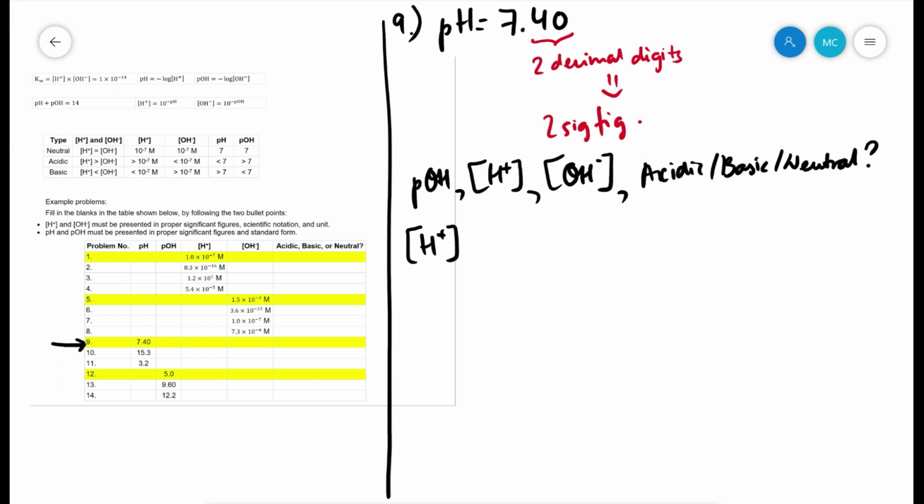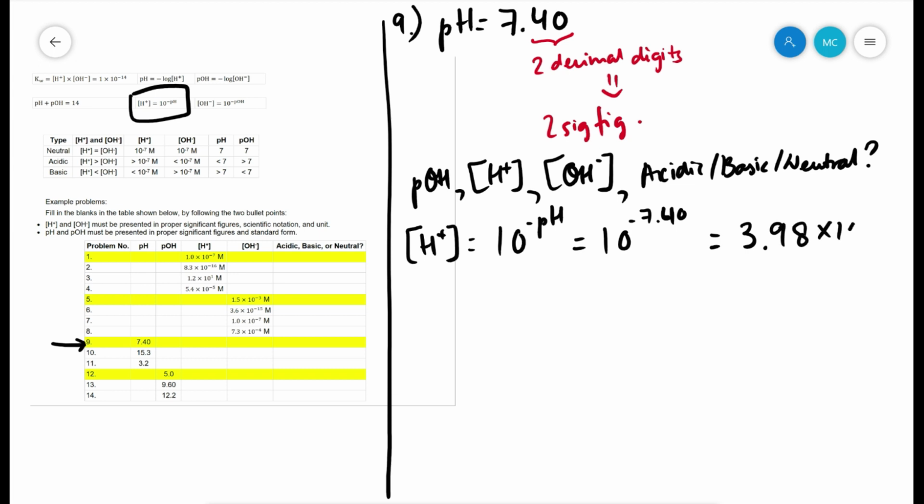So concentration of H plus can be found by this equation, 10 to the negative pH, right? So this will be 10 to the negative 7.40, which will be 3.98 times 10 to the power of negative 8 molar. Okay, now because there are 2 decimal digits, we need to present the concentration values with 2 sig figs. So this will be 4.0. Basically you round it up, right?